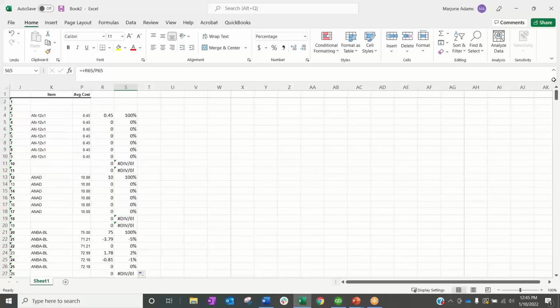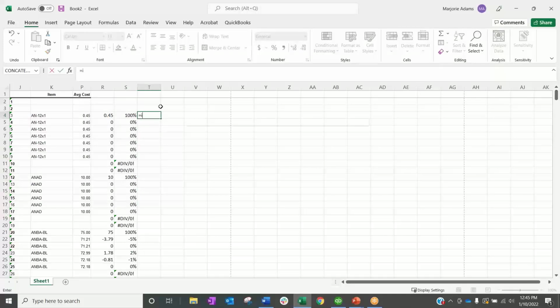So then I'll usually do one more if then, and I'll say equals if, I like if then statements. If this is greater than 5%, then return XXX. If not, leave it blank.